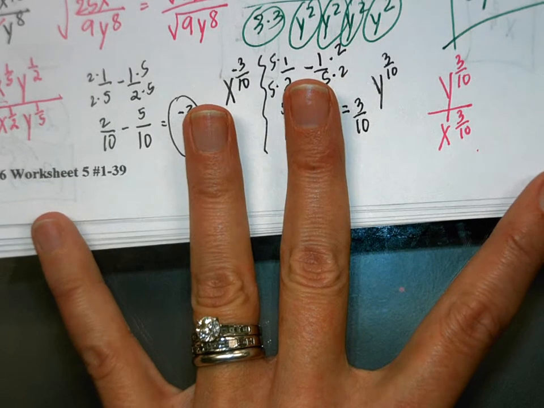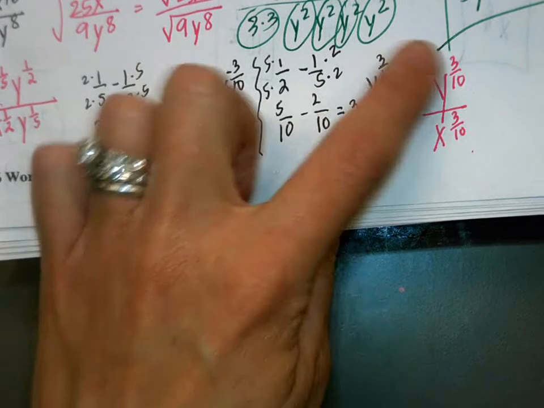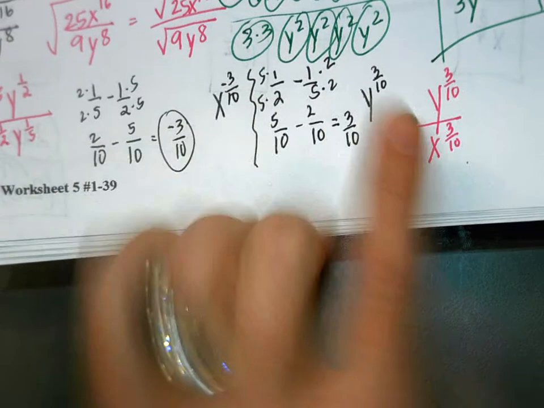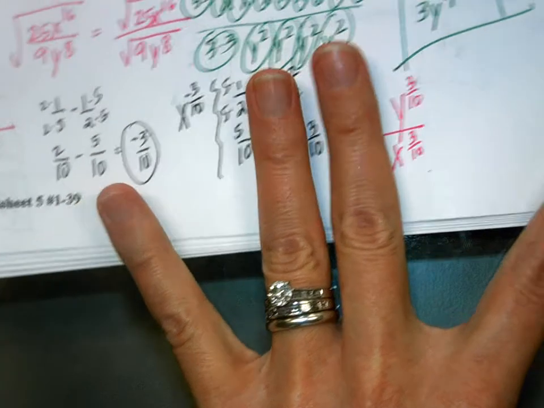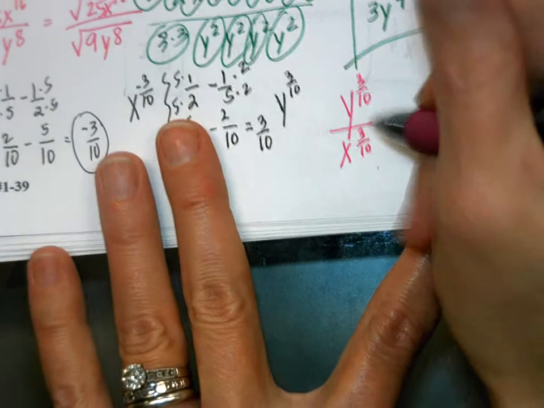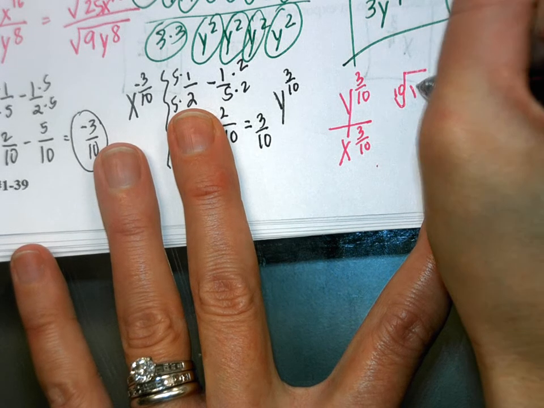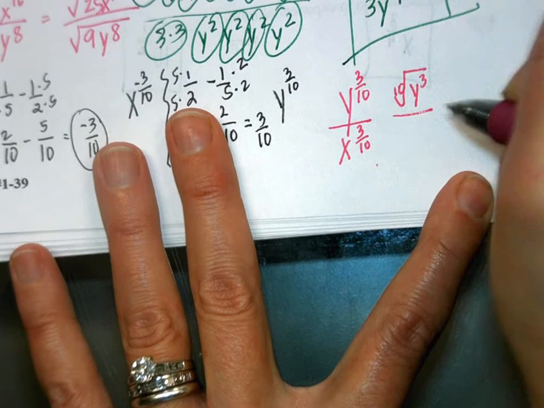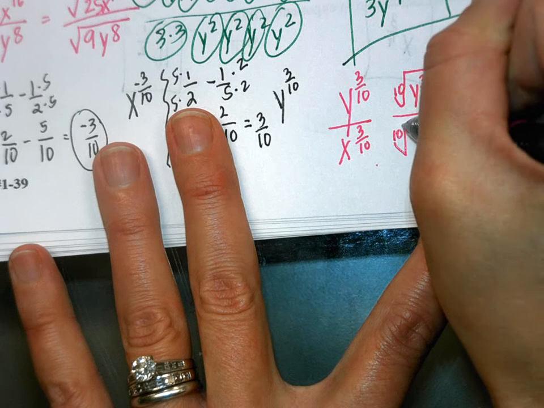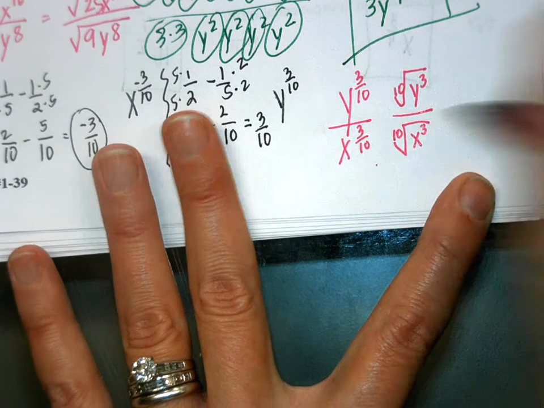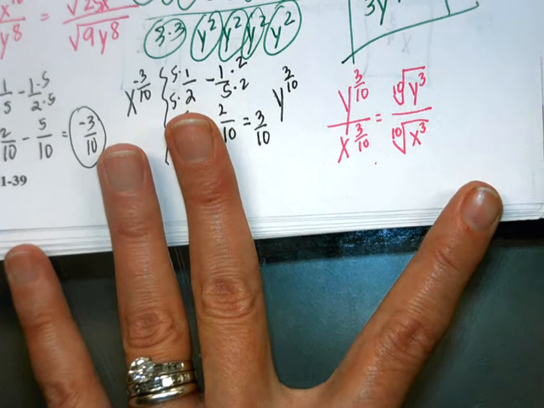Okay, some of you might know how to deal with it with exponents, but instead of trying to teach you one more thing, I'm going to change both of these to roots. So this is going to be the 10th root of y to the 3rd over the 10th root of x to the 3rd. Does everybody agree with that?